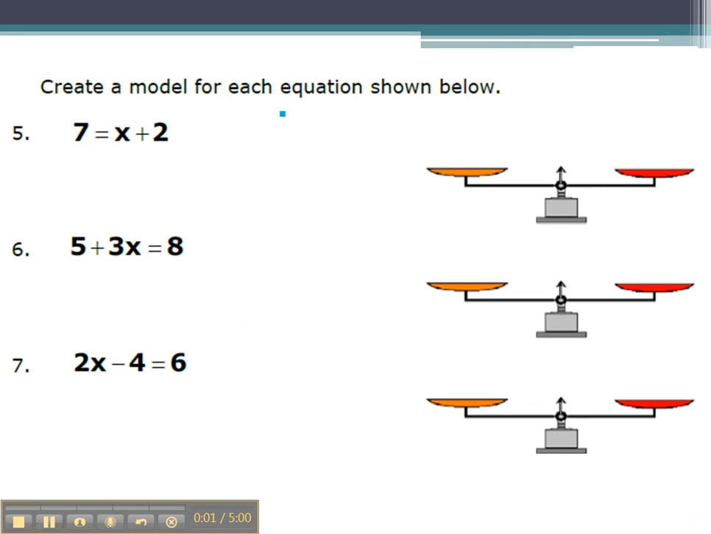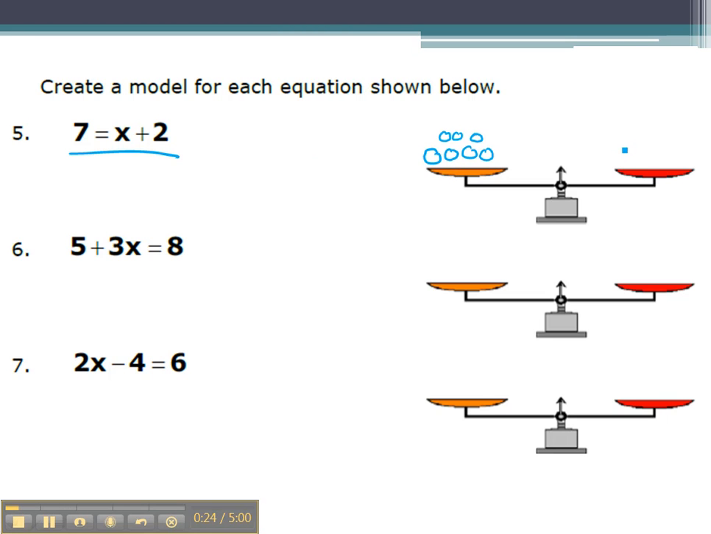Okay, for these next problems we need to create a model to represent each of the equations shown below. So the first equation is 7 equals x minus 2. So I can represent 7 on the left side of my scale with 7 chips. And unless I do something to indicate that they're negative with a key or with a minus sign inside, we can assume that they're positive.